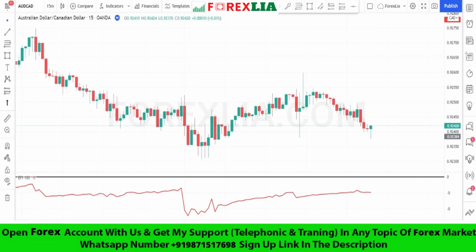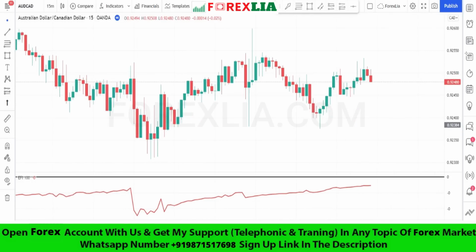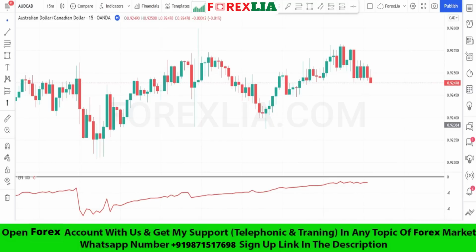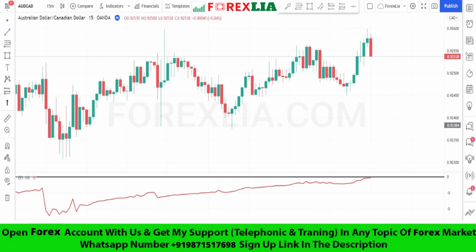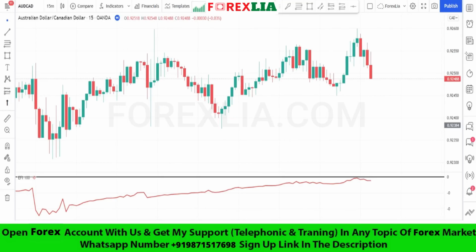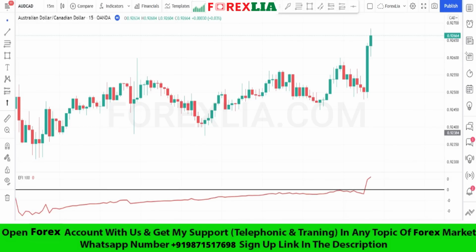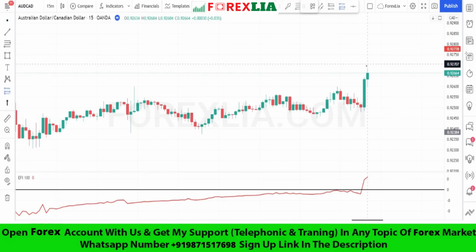If the Elders Force Index indicator red MA breaks the 0 level black line upward, then we take a buy trade. Here is the buy signal confirmation. We place the buy trade here.